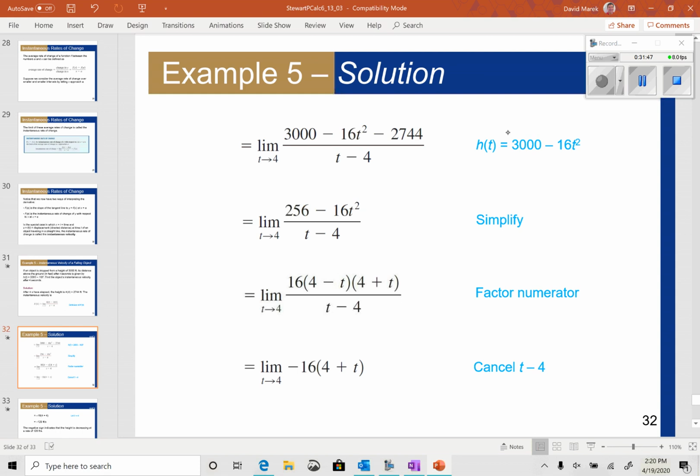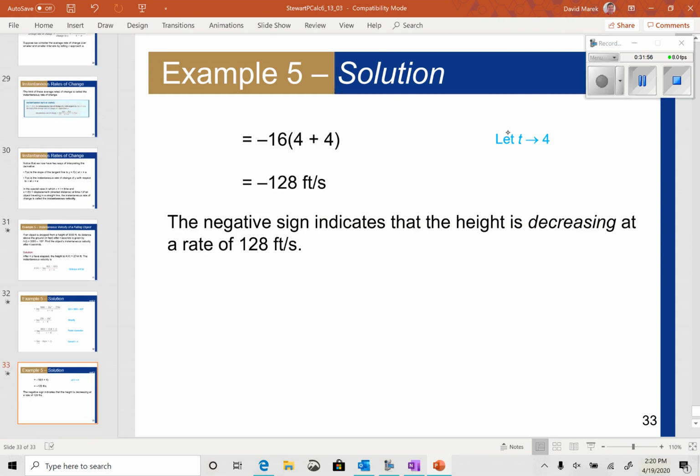We've eliminated the denominator, so we can go ahead and do the simple substitution. 4 plus 4 is 8 times negative 16. The negative sign indicates that the height is decreasing, and it's picked up speed, and it's now falling at 128 feet per second.